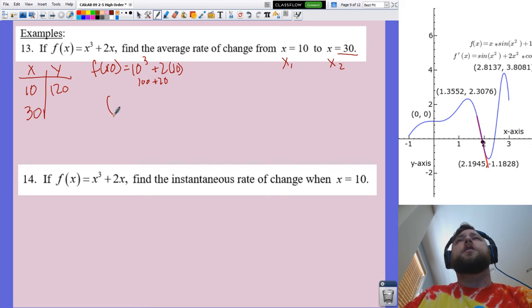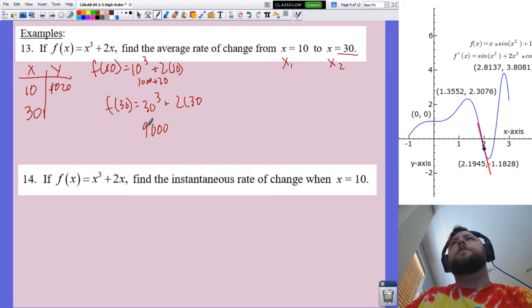Now, if you plugged in 30, f of 30, you're going to get 30 cubed plus 2 times 30. 30 cubed is going to be 27,000 plus 60. Why are these numbers big? 27,060. Kind of gross.